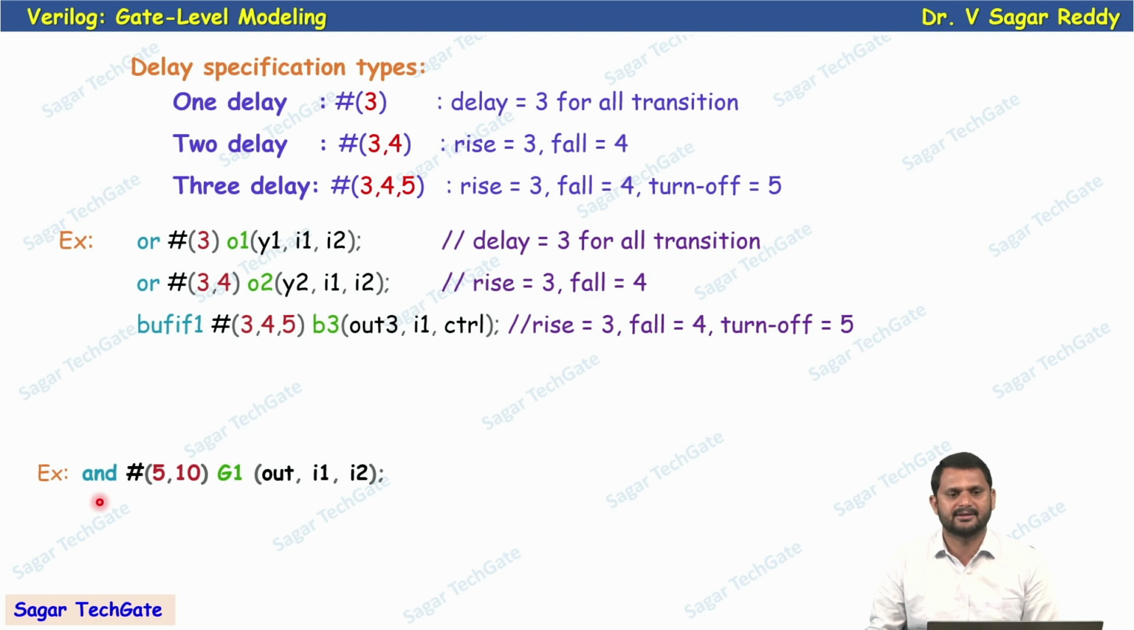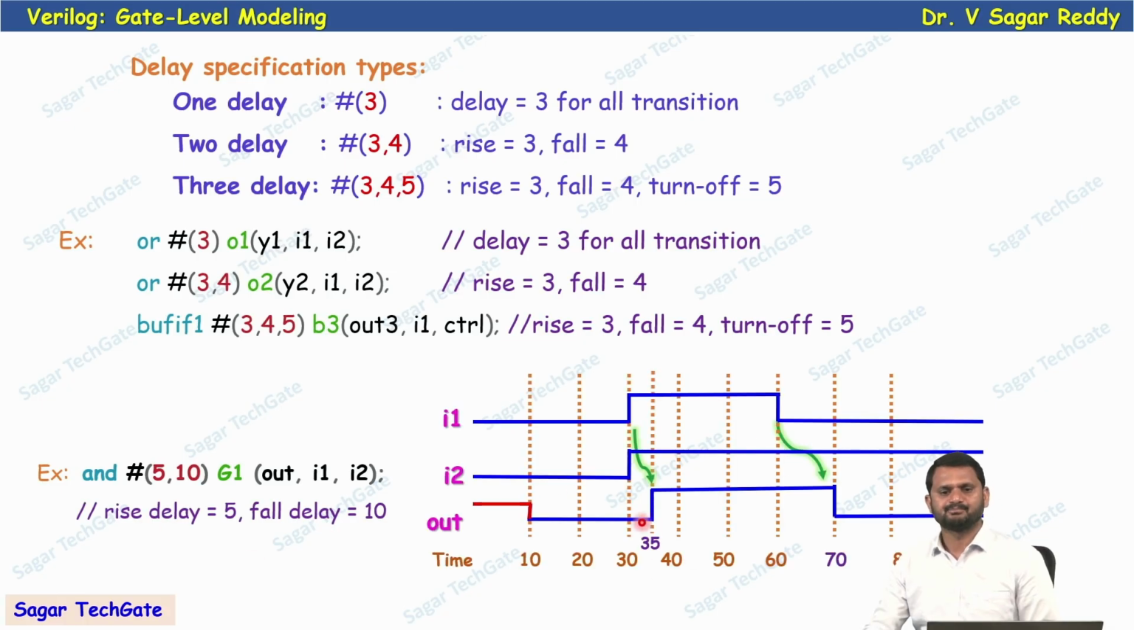Now I'll take this simple example: AND #5, 10, G1 (out, I1, I2). Here I'm specifying 2 delays. What is this 5? The rise delay. And 10 is the fall delay. Now see in this circuit, this is an AND gate having 2 inputs I1, I2, and the output is out. Till time 30, both inputs are 0. In the case of an AND gate, when both inputs are 0, the output is 0, so till 30 the output is also 0.